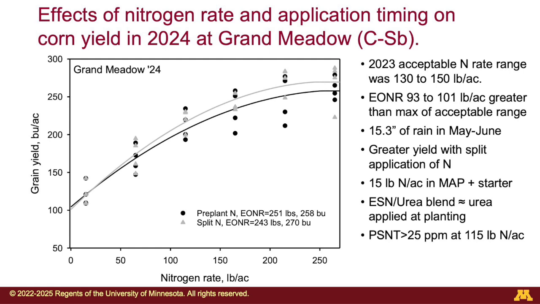Pre-plant is in black. Split application is in gray with the triangles. The EONRs are not that different. They're only separated by 8 pounds. But we produced 12 bushels more yield with split application, and it took almost 100 pounds more N to produce the similar yield that we would in any typical year, which gets to the fact of how much nitrogen was lost in this field in that extraordinarily wet late May through June period.